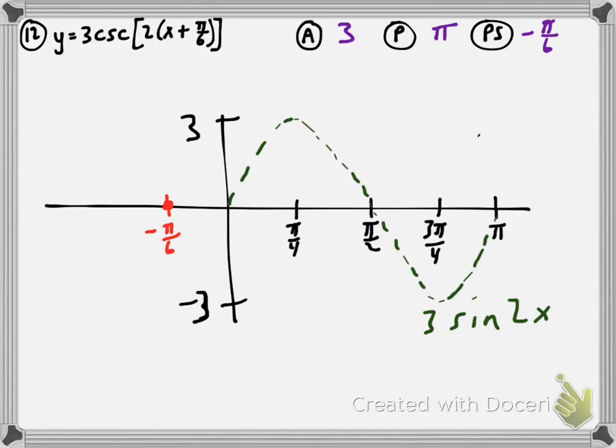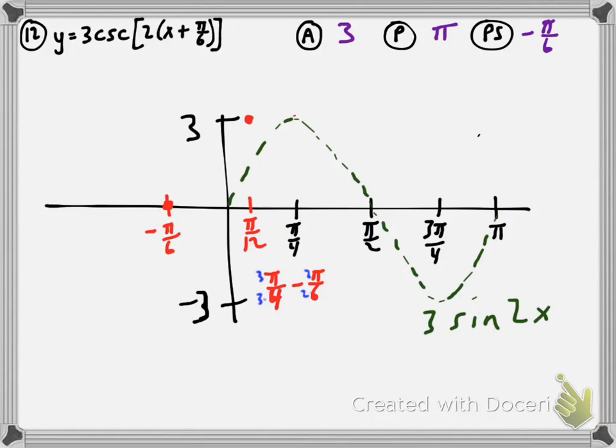Negative pi over 6. That gives us that point. But we have to go pi over 4 minus pi over 6. I said pi over 4, but I read pi over 6. Pi over 4 minus pi over 6, because we have to know where this point goes. So that's 3 pi over 12 minus 2 pi over 12, and that's 1 pi over 12. So we have 1 pi over 12 right there, and that's going to be our high point right there.